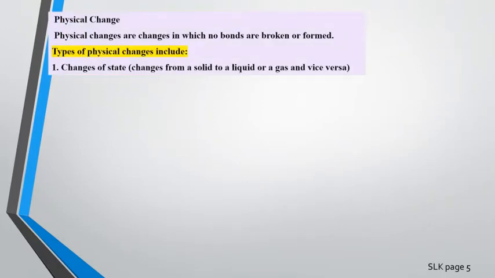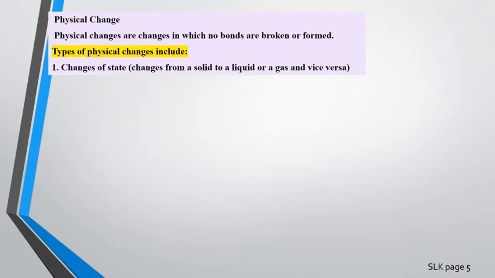Now, physical changes are changes in which no bonds are broken or formed. This means that the same types of compounds or elements that were there at the beginning of the change are there at the end of the change, because the ending materials are the same as the beginning materials. The properties such as the color, the boiling point, the size, etc. will also be the same. Physical changes involve moving molecules around but not changing them.